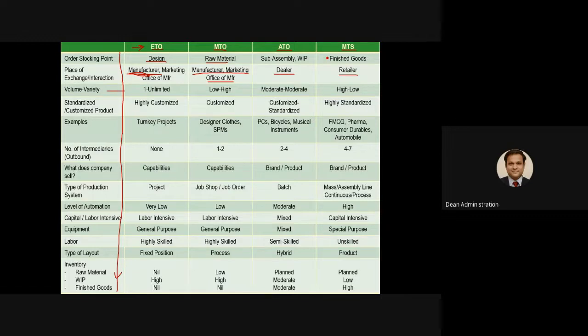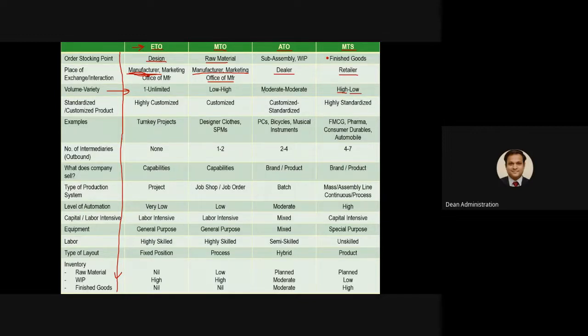Then you've got volume and variety. So what is the volume of production for made to stock? Millions and millions of packs of, let's say, Maggie noodles. So the volume is very high. What is the variety? Variety is low. You can't say I want pav bhaji masala Maggie. You can't do that, right? You have just 3-4 flavors. So the variety is low.